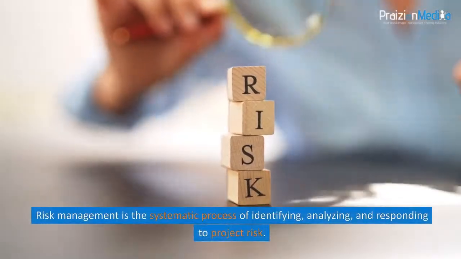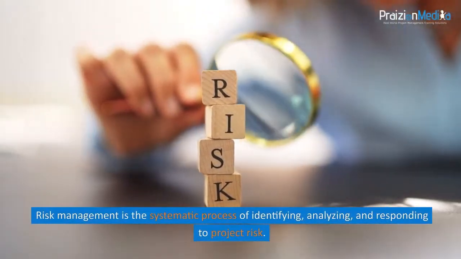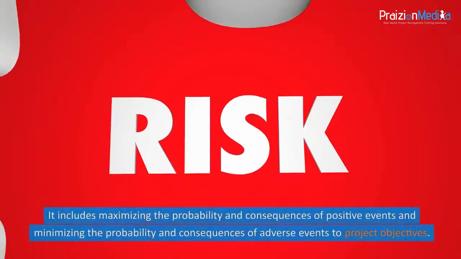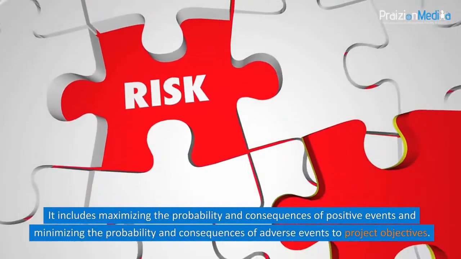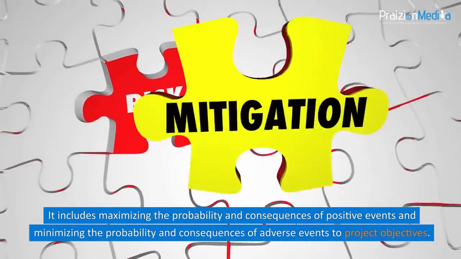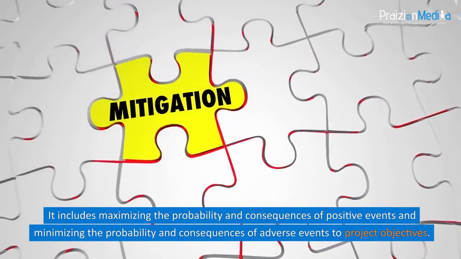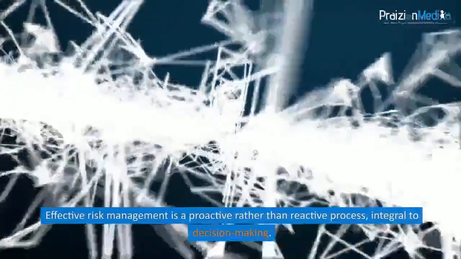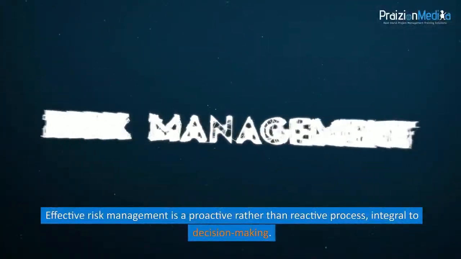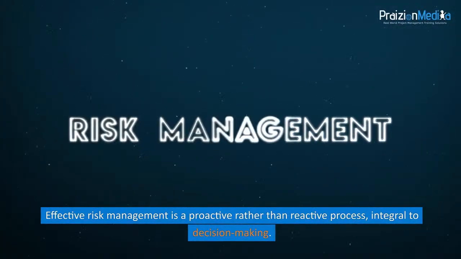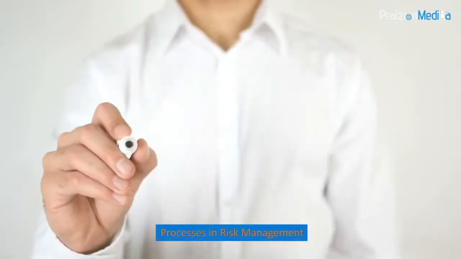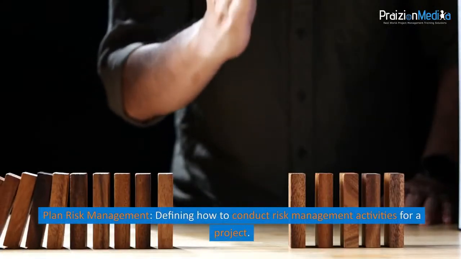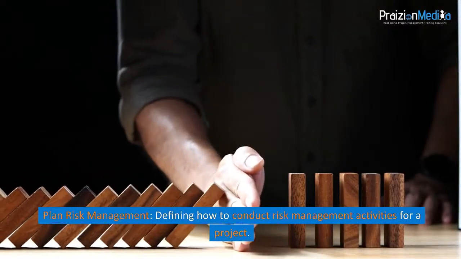Risk management is the systematic process of identifying, analyzing, and responding to project risk. It includes maximizing the probability and consequences of positive events and minimizing the probability and consequences of adverse events to project objectives. Effective risk management is a proactive rather than reactive process, integral to decision-making. Processes in risk management. Plan risk management, defining how to conduct risk management activities for a project.